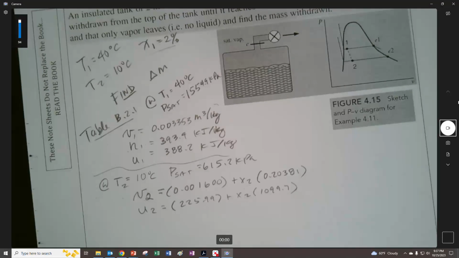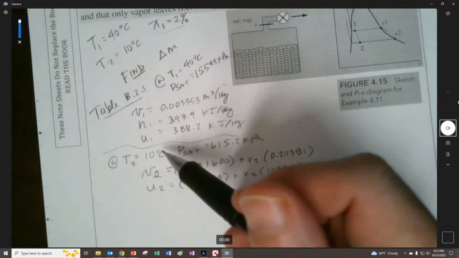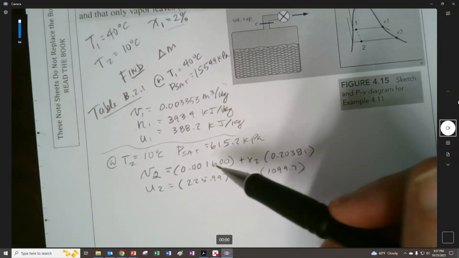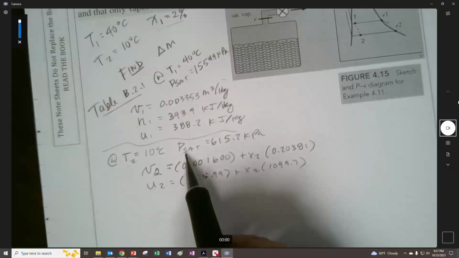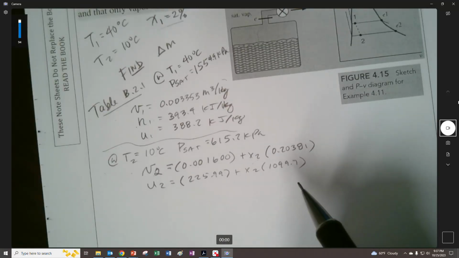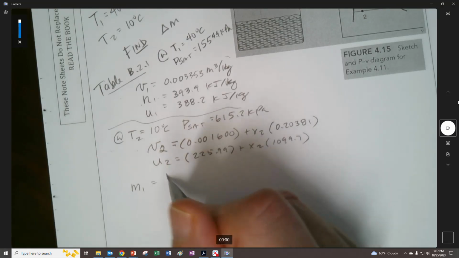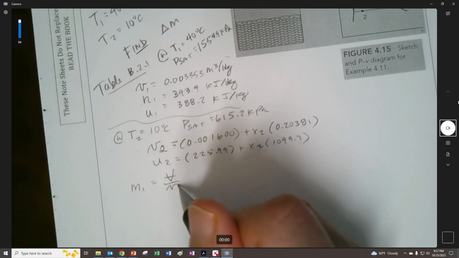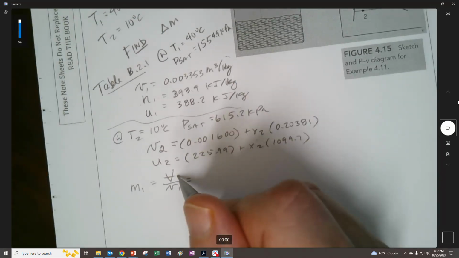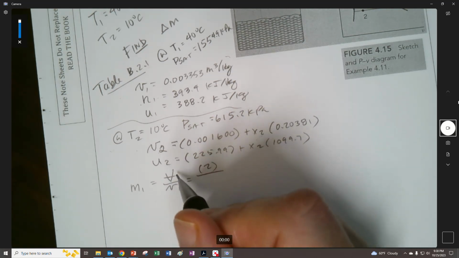So our final conditions are unknown. But we do know that it's going to be 10 degrees. They told us it was 10 degrees. So we're going to guess that it's not going to go into superheat, and it's not going to be a compressed liquid, so it's still saturated. We take a look at what our initial mass is going to be, M1. We take the volume, which we're given, and divide it by V1, which we have. I think it's always going to be 2. So I don't know why I wrote V1 here on my page.